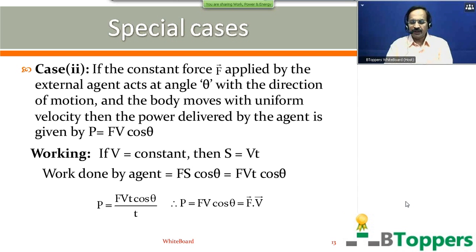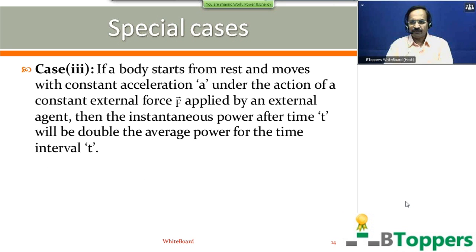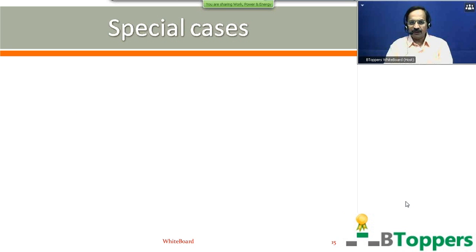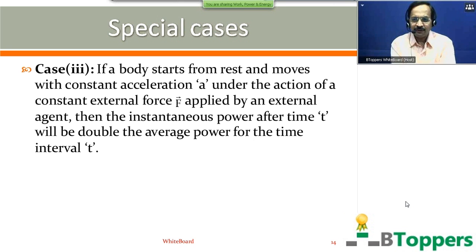In case you need more time to copy this, you can take a pause and copy the notes. See case 3. The body starts from rest and moves with a constant acceleration A under the action of a constant external force F bar applied by an external agent. Then the instantaneous power after time t will be double the average power for the time interval t. I am going to show the calculation for this conclusion. First, finish copying this conclusion.